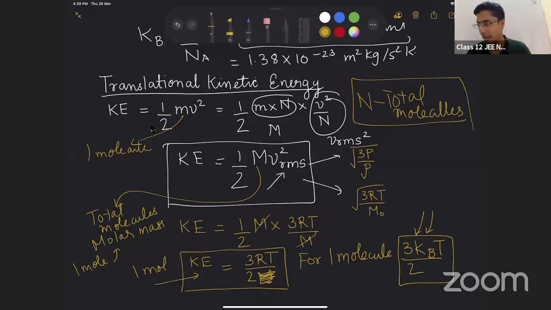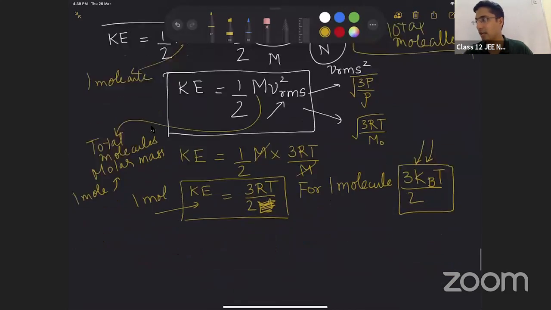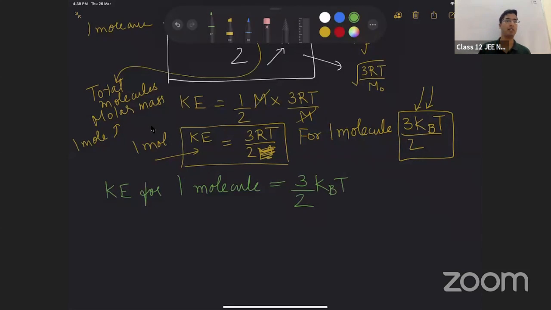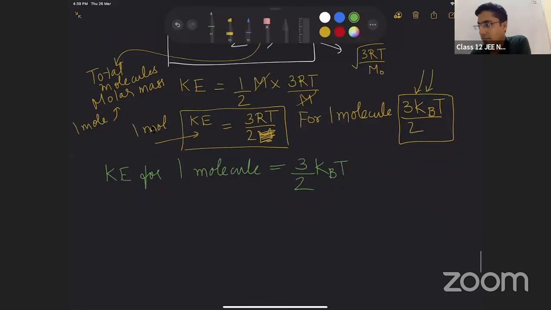So remember this. I'm just going to write this in a separate slide as well. Kinetic energy for 1 single molecule or atom is 3 by 2 kb into T, right? This is something that will come frequently. Okay, so now that finishes the derivation of kinetic energy. I'm going to do 2 questions now just to keep you engaged and then move on. All right.